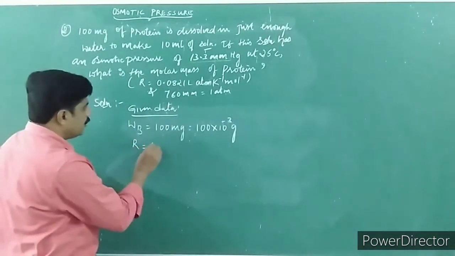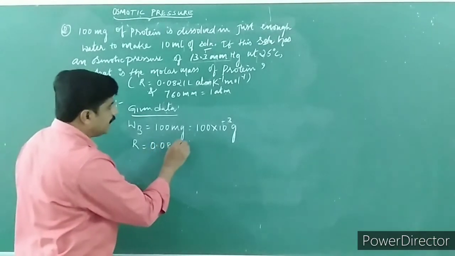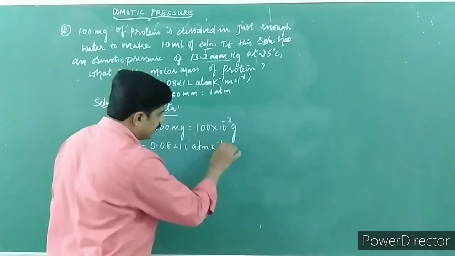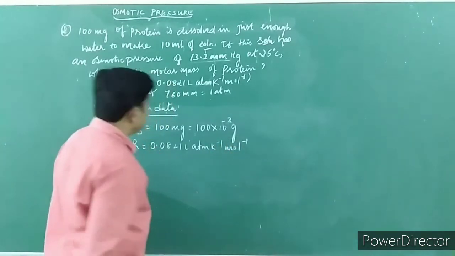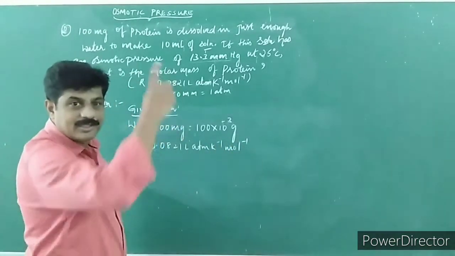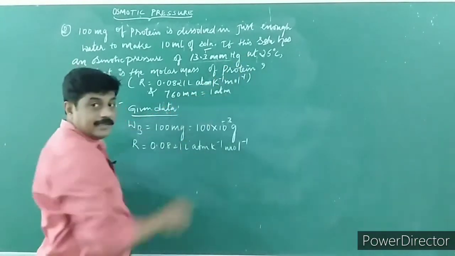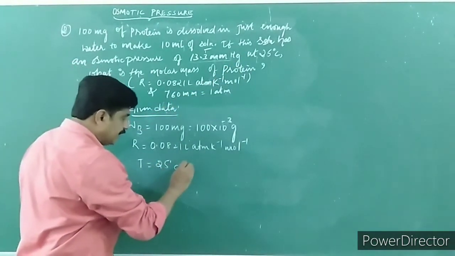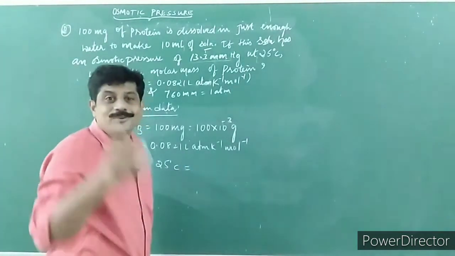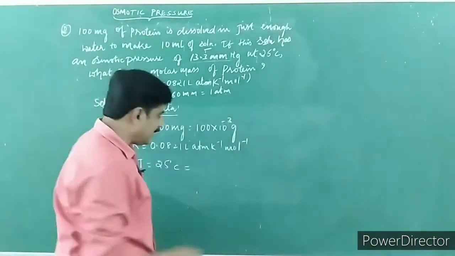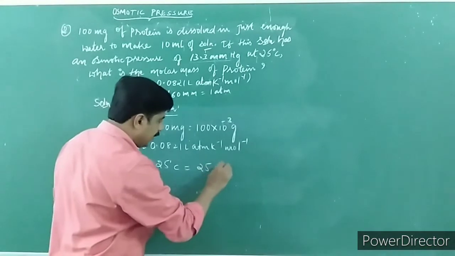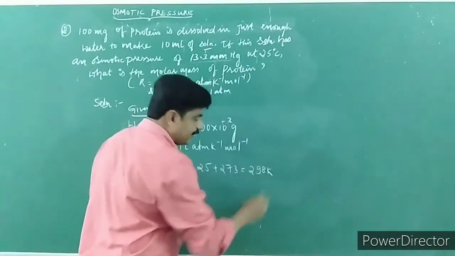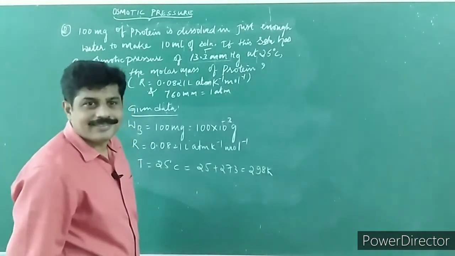R is given. How much? 0.0821 liter atmosphere per Kelvin per mole. Then what else is given here? Just see here. Temperature is equal to 25 degrees Celsius. Now convert it into Kelvin. What do you do? You add 273 for that. Look here, 25 plus 273, you are going to get 298 Kelvin. Hope you are following right now.